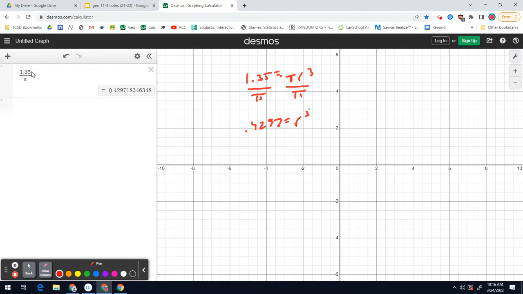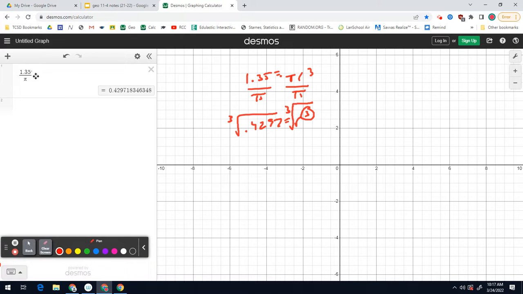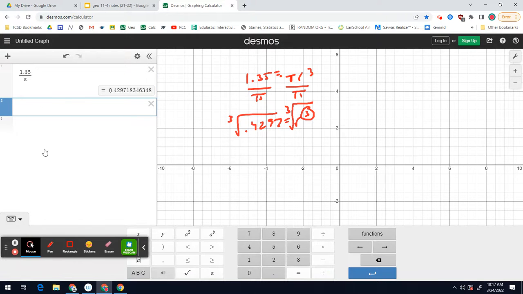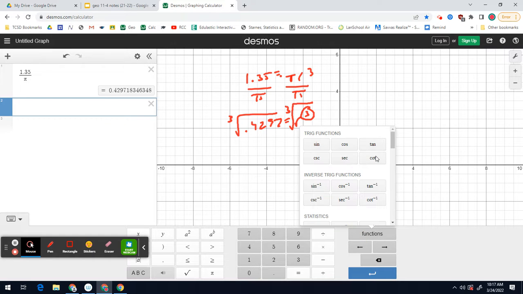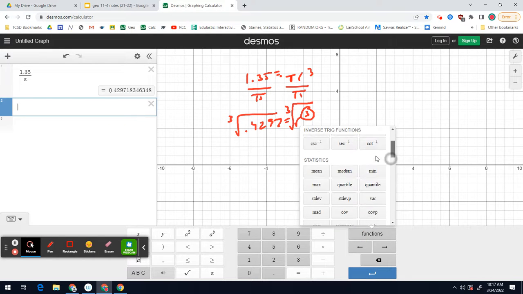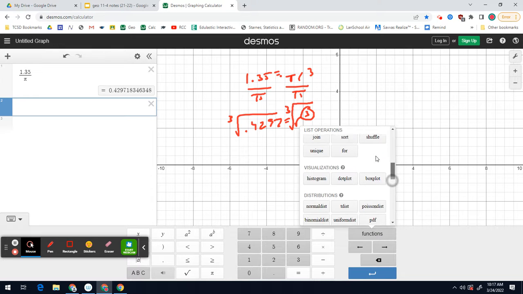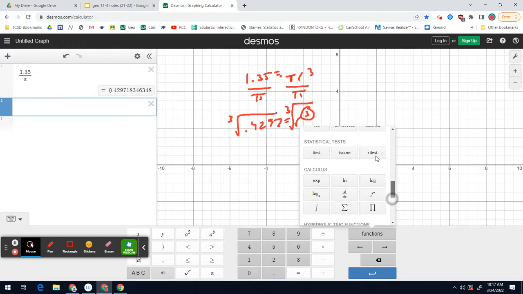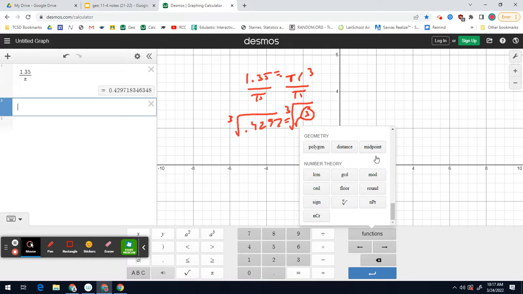Now, to get rid of this third power, you have to take what's called a cube root. Not a square root, a cube root. Cube roots get rid of cubes. In Desmos, you have to enter that using the keyboard here. I don't know of a shortcut. So I click on the next box. Here's my keyboard. Over in the functions, under, let's see, statistics. Wait, look at all these fun things. I'm looking. Oh, number theory.